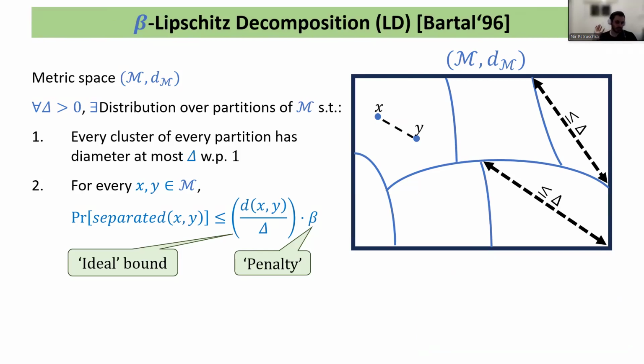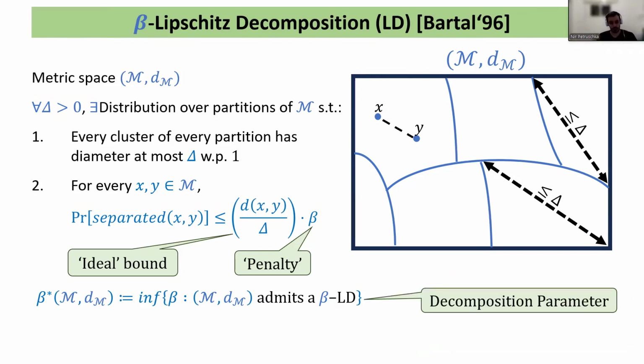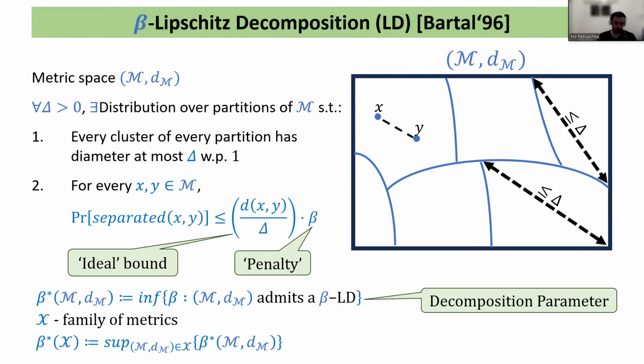Okay. Naturally, we wish to minimize the amount of penalty that we pay. So for a metric space, we define the decomposition parameter as just being the infimum over the betas such that the metric space admits a beta Lipschitz decomposition. So this is just the least amount of penalty that we need to pay in order to construct this decomposition. Finally, for a family of metric spaces, we define the decomposition parameter as just being the worst decomposition parameter for a metric space within this family.